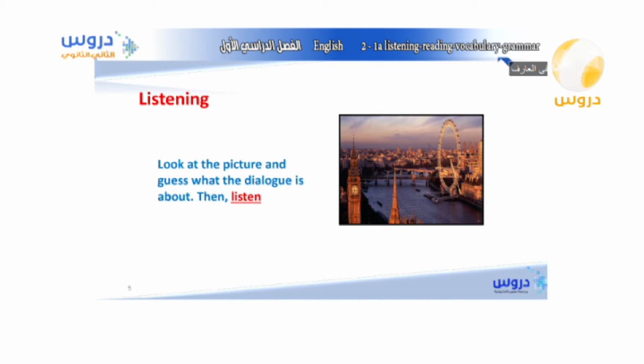Now look at the picture and guess what the dialogue is about. Now I'm going to play something for you, okay? We're going to play a dialogue about two people lost in London. So get your speakers ready so I can play something for you, and then we're going to ask you some questions about it.